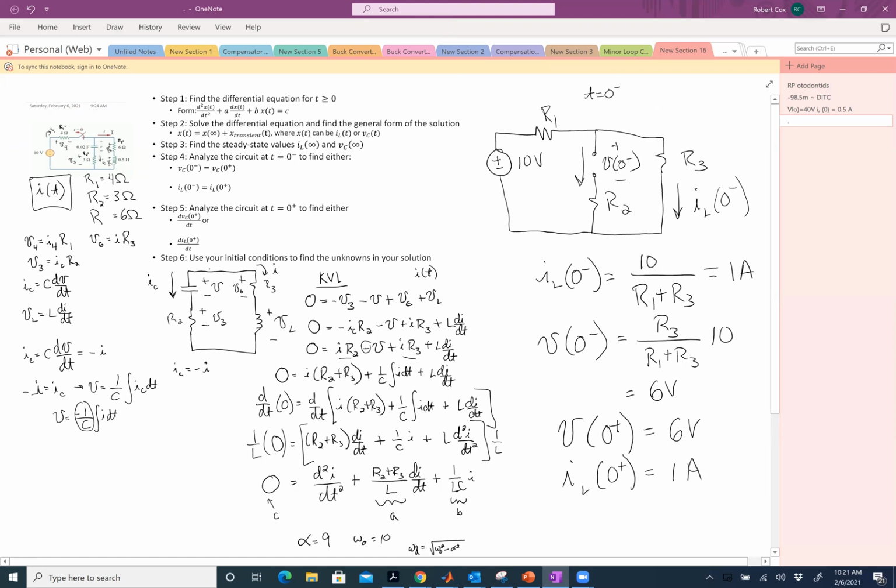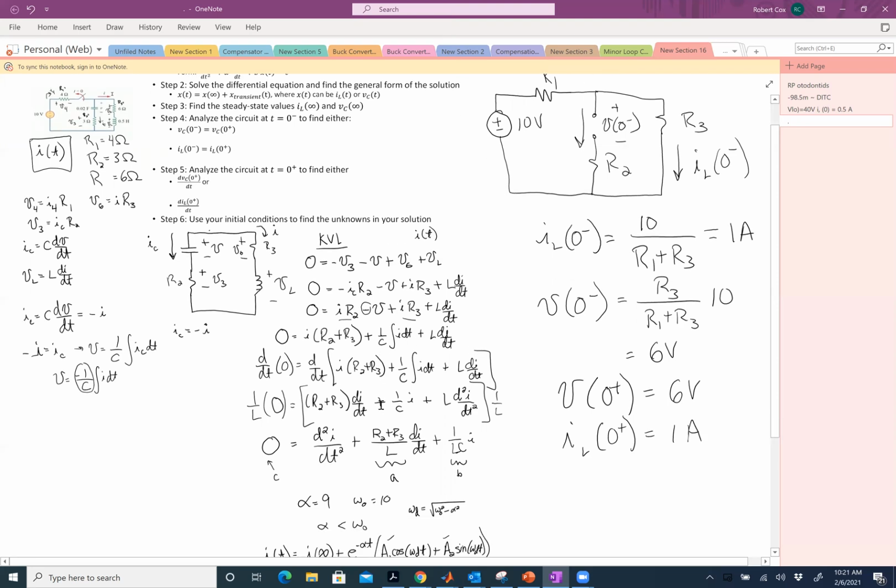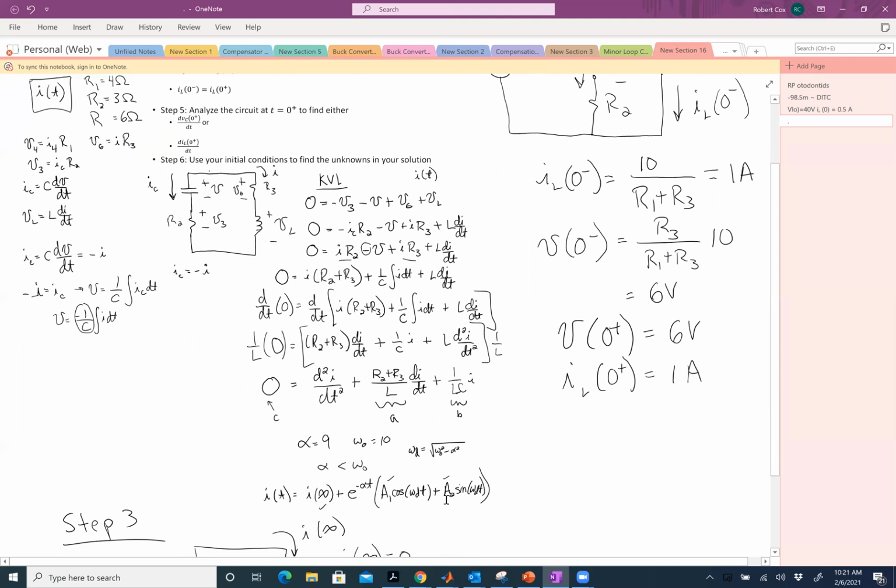Okay. Now we need one more thing in order to get the unknowns in this equation. Our whole goal was to figure out what I of t looks like. In order to get those unknowns, I need to get an initial condition for the derivative.